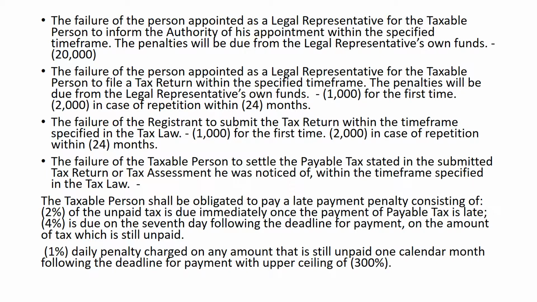The failure of the taxable person to settle the payable tax stated in the submitted tax return or tax assessment he was notified of within the time frame specified in the tax law. The taxable person shall be obligated to pay a late payment penalty, which is 2% of the unpaid tax, due immediately once the payment of payable tax is late. 4% is due on the 7th day following the deadline for payment of the amount of tax which is still unpaid. 1% daily penalty is charged on any amount that is still unpaid one calendar month following the deadline for payment, with an upper ceiling of 300%.